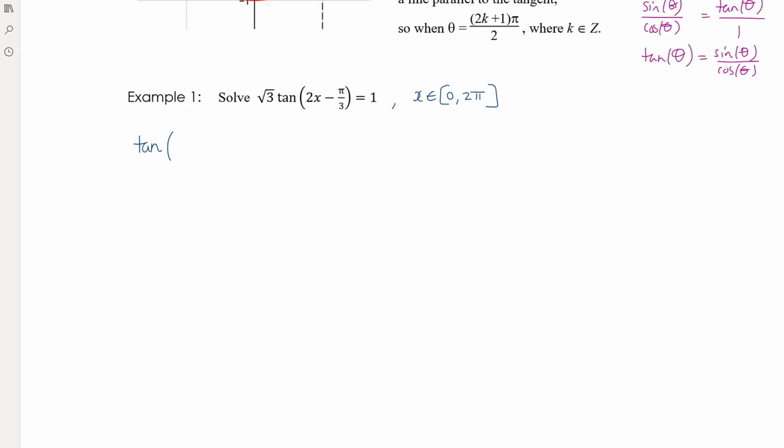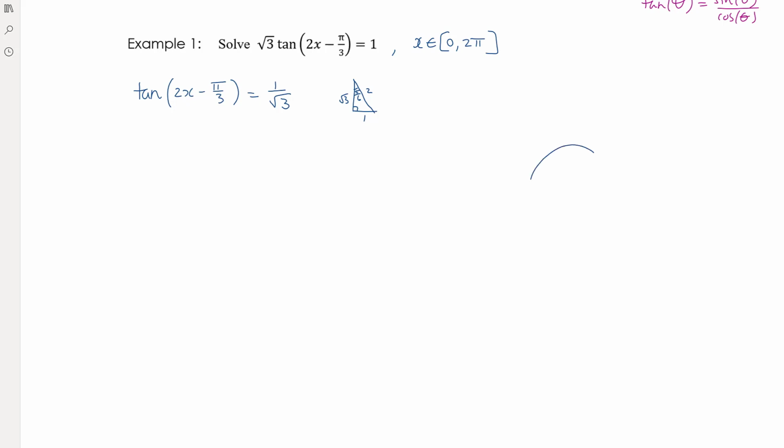So tan of 2x minus pi on 3 is going to be equal to 1 on root 3. We've got the tan on its own. We need to think about our exact values. Half the equilateral triangle, 1 on root 3, we need 1 to be the opposite and root 3 to be the adjacent, and so we're looking at pi on 6.